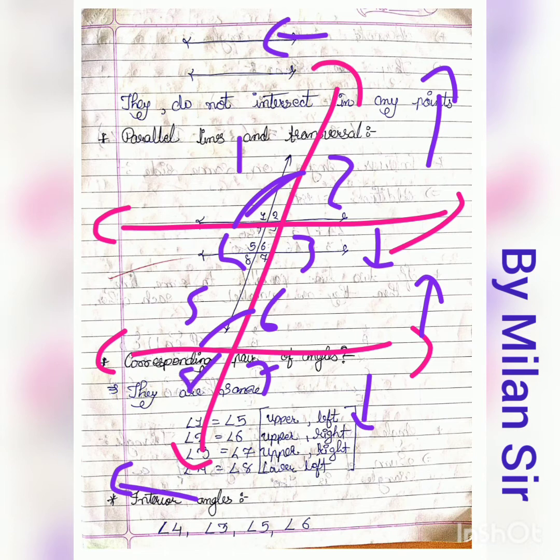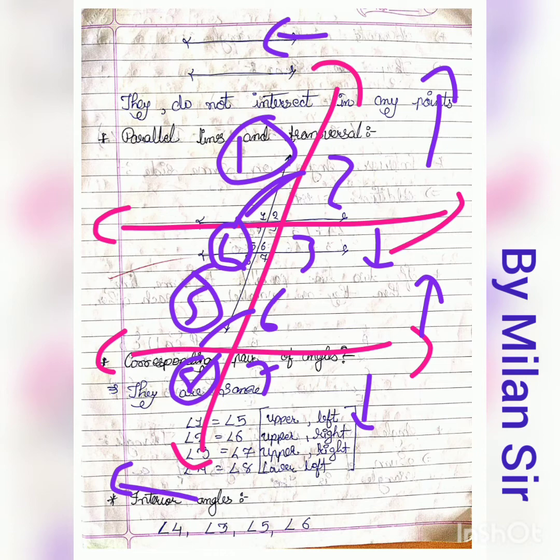So for 1 and 5, our first pair, both the angles are in the upper part and both are on the left hand side of the transversal. Now for 4 and 8, both are in the lower part and both are on the left hand side. Okay, first of all upper upper, left left, then lower lower, left left.